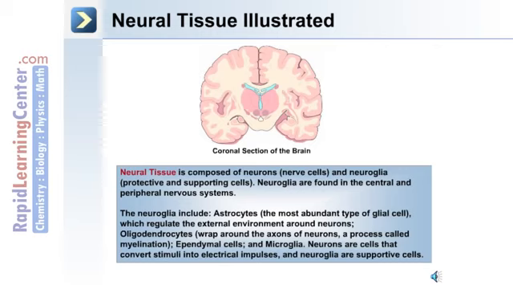Neuroglia are found in the central and peripheral nervous systems, and the neuroglia include the following cells: astrocytes, which are the most abundant type. They regulate the external environment around the neurons. Oligodendrocytes wrap around the axon of a neuron in a process called myelination. Ependymal cells and microglia. Neurons are cells that convert stimuli into electrical impulses, and neuroglia are the supportive cells.